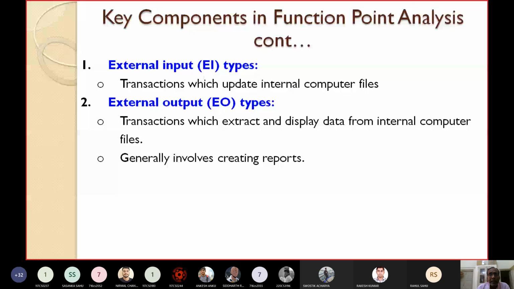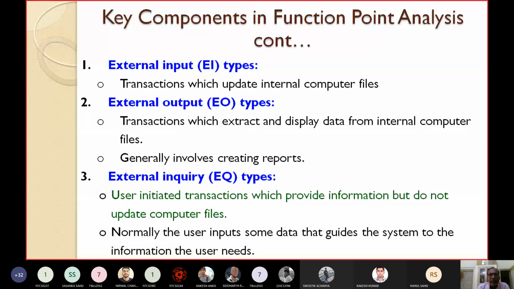Next is the external inquiry types. Inquiry means just query. So these are user-initiated transactions which provide information but do not update the computer files. These are just queries: search a book, search the availability, or search the schedule. Those kinds of things. They will just search the database maybe, and they can give some report only.